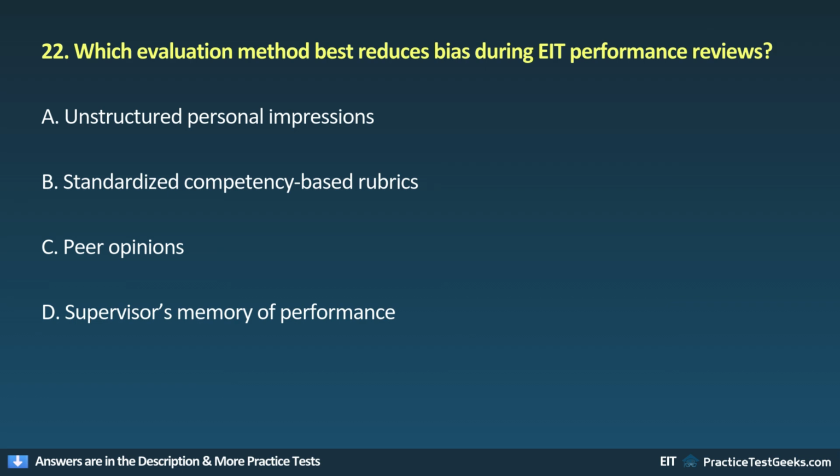22. Which evaluation method best reduces bias during EIT performance reviews? A. Unstructured personal impressions. B. Standardized competency-based rubrics. C. Peer opinions. D. Supervisor's memory of performance.